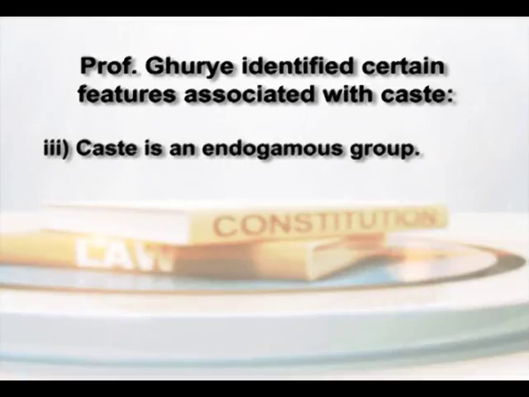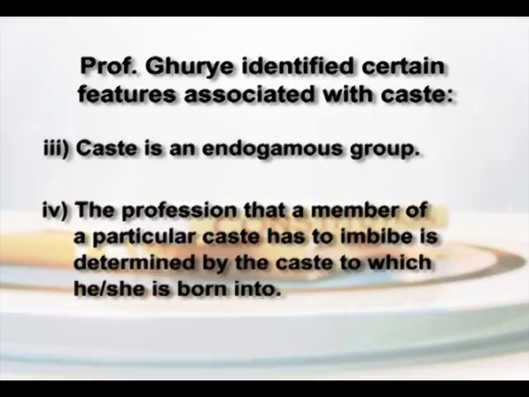The fourth important feature is that the profession or the kind of activities that a member of a particular caste has to do is determined by the caste to which he is born. So according to these features provided by Professor Ghurye, we find that caste is a social group which corresponds more or less to Jati and not to the Varna system.